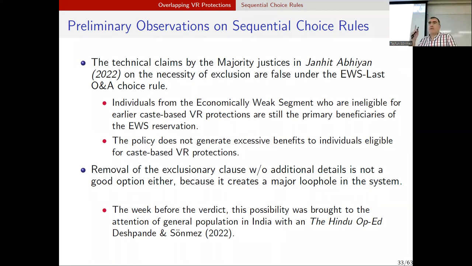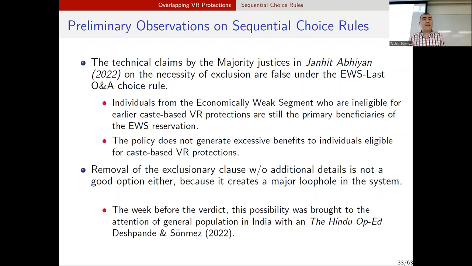And importantly, with this observation alone, I can immediately say that the technical claims by the majority justices in Janhit Abhiyan on the necessity of exclusion are false under the EWS last over and above choice. I didn't suggest that what they are saying is uniformly wrong under any mechanism consistent with the law, because they are making a statement about it being needed. So they claim that there doesn't exist any reasonable resolution, right?